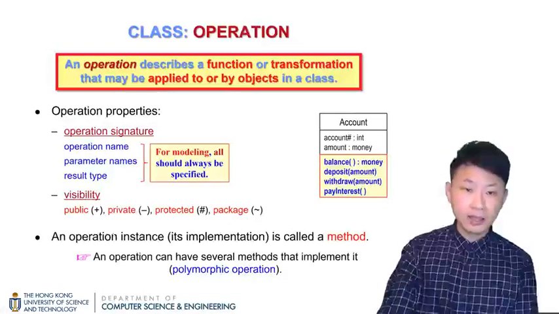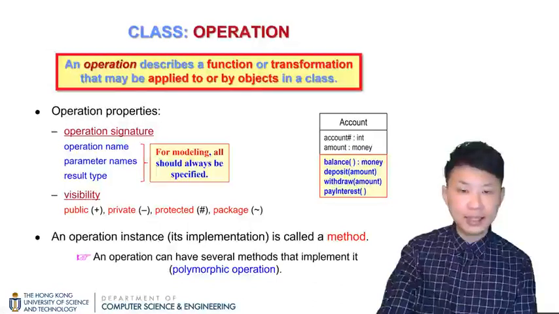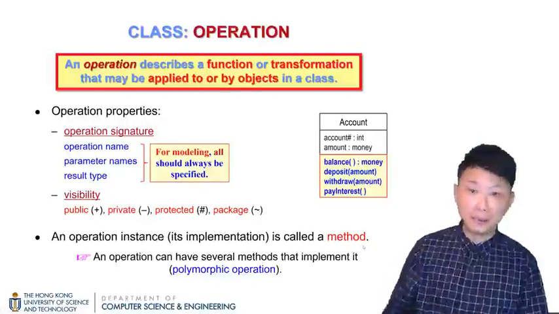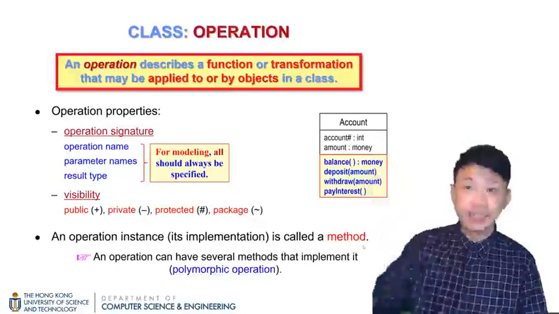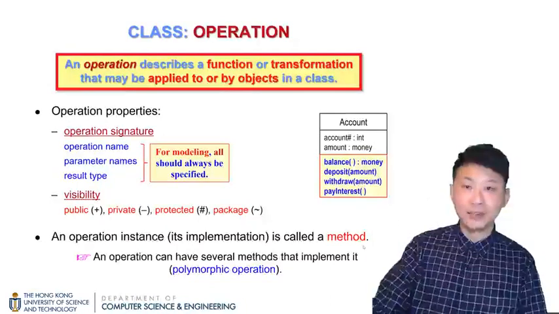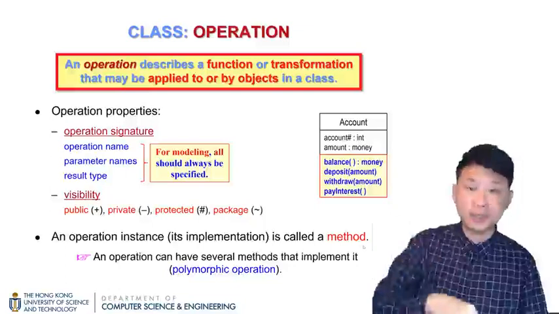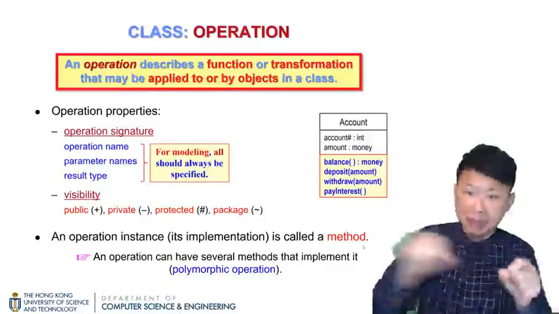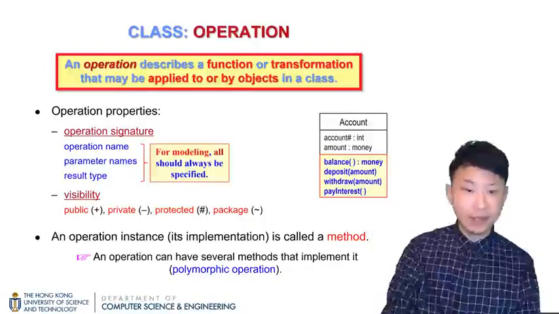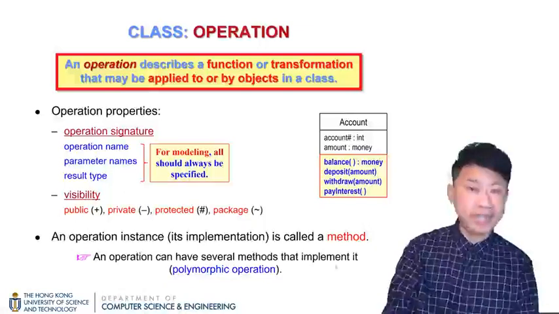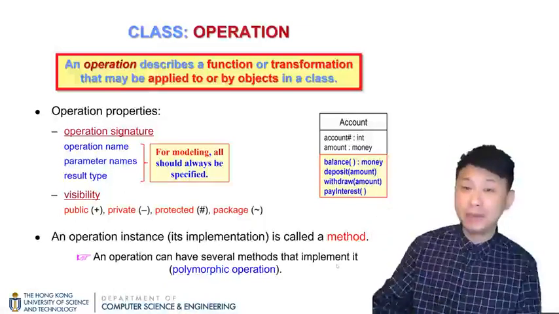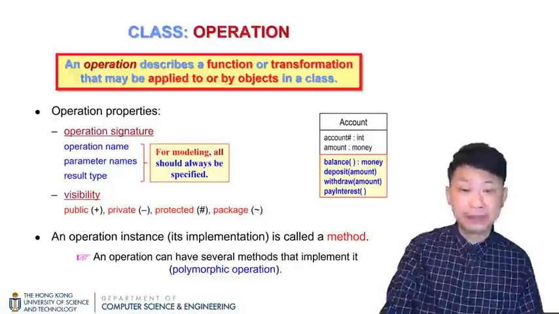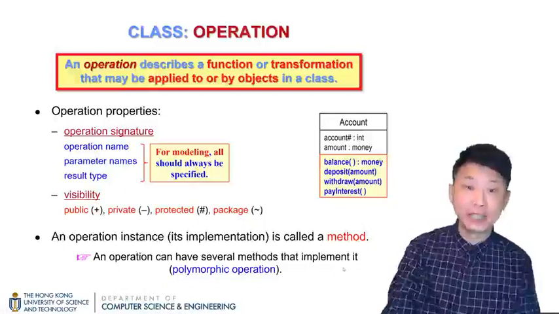An operation instance is called a method, because there are many different possible ways to implement the same operation. A particular implementation of an operation is what we call a method. In general, we just say we have an operation, but a particular implementation is called a method. An operation can have several methods because there are different possible ways to implement the same operation. So there may be multiple methods for implementing the same operation.